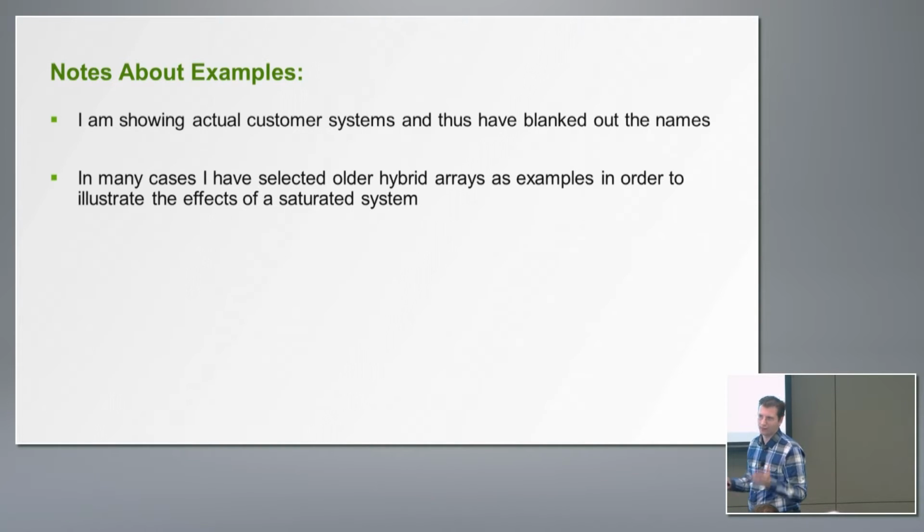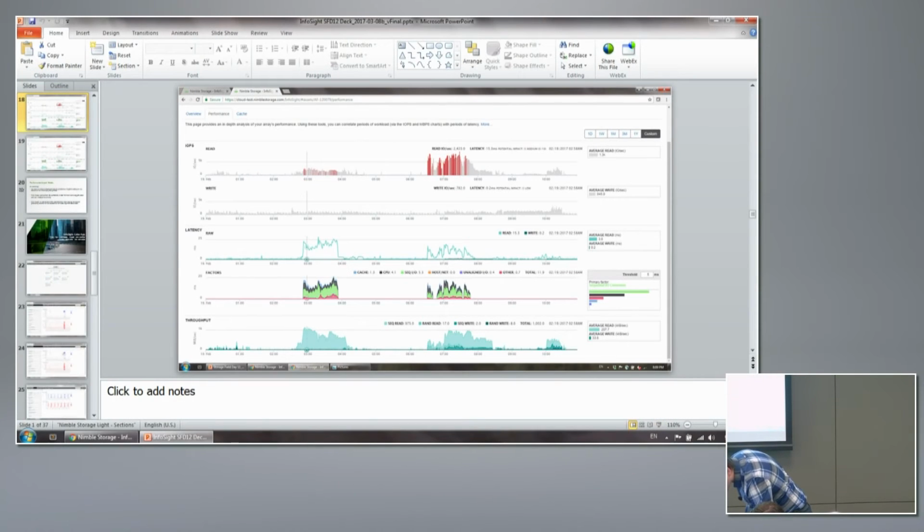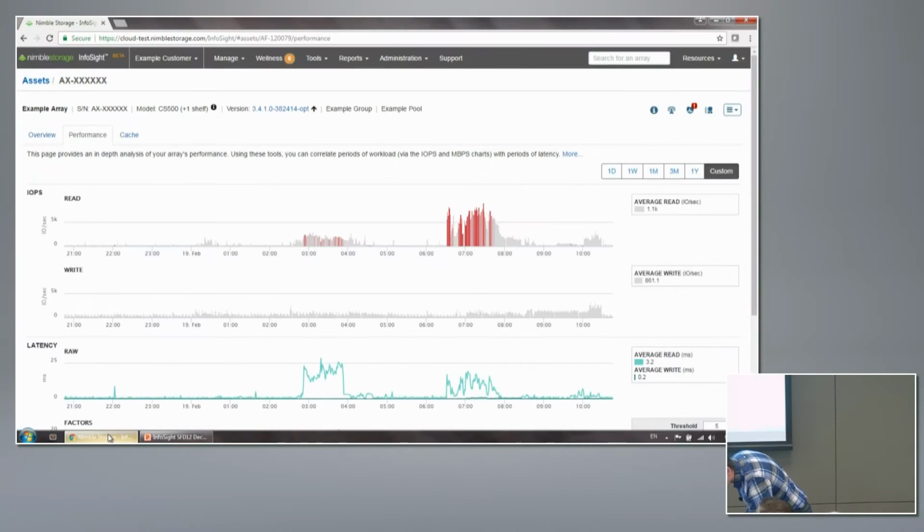So this is not generally our new high-end AFAs. These are usually going to be CS200s and lower-end systems where we've got customers that are outgrowing them, and we're helping advise that process. So I'm going to see if I can get the live page up here.